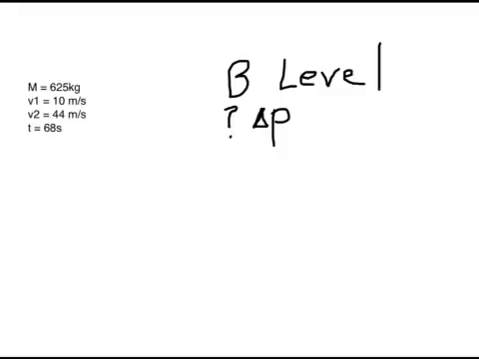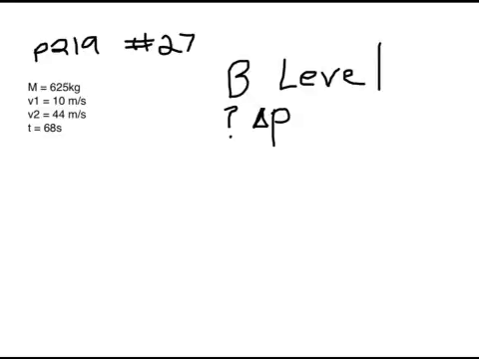Alright, this is question 27 on page 219. I forgot to write that in there. Page 219, number 27. Let's change up the color here and go with blue for this one. Part A asked us to solve for delta P.